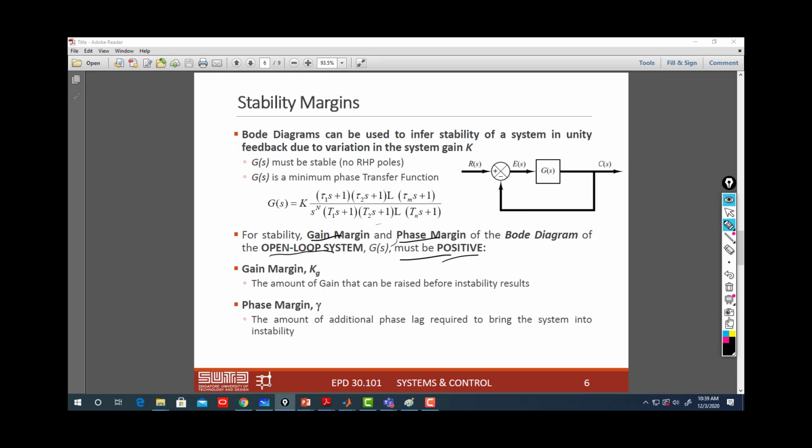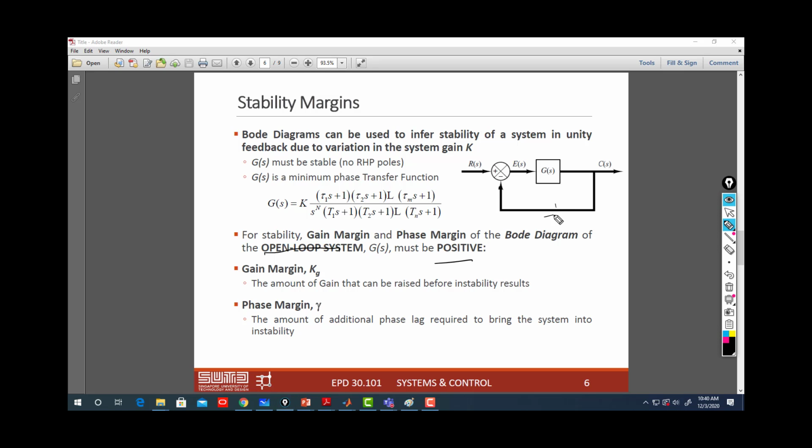Why? Because students often miss this, so we need to shout here, we need to raise the voice. Open loop system, that's my open loop system. I open it from here. So from here we open the system.